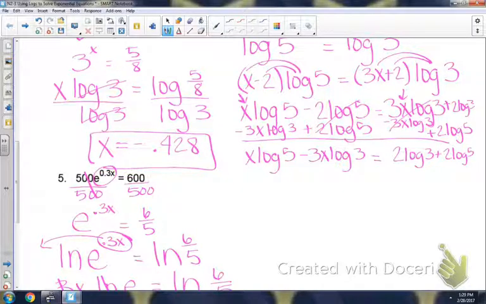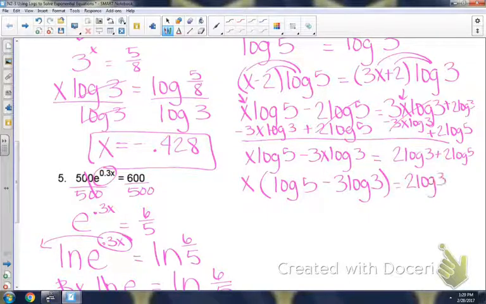Okay, so we move the x's to one side. So what I want you to do is factor out the x on the left side of your equation. So you're going to have x on the outside. We're taking an x out of both of those terms, so I'm left with log of 5 minus 3 log of 3. And I'm just going to rewrite everything else. We'll go one step at a time.